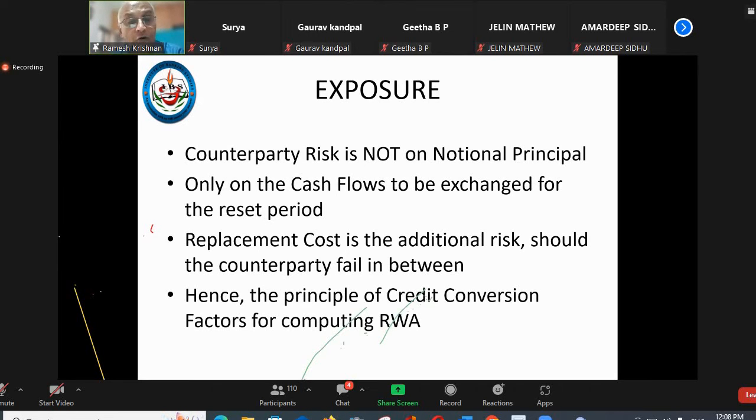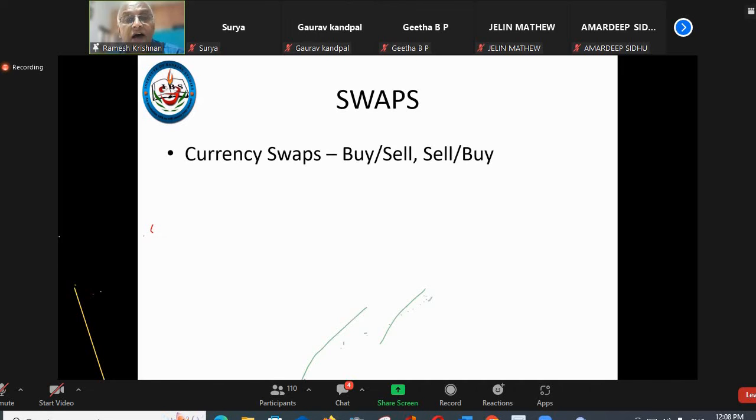Okay. Now, that is why the concept of credit conversion factor for computing risk-weighted asset. Now, the table for 1% to 10% and 1% to 3% for different maturities will be covered in your module D regarding the credit conversion factor.